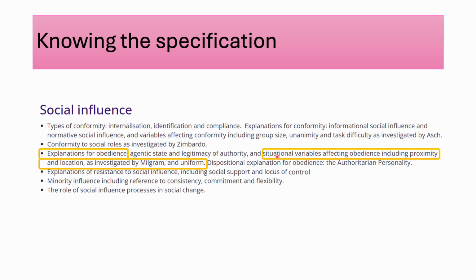So just be mindful that these situational variables that affect obedience, which you will need to know about, and the percentages of how they affect obedience, also count as explanations for obedience. So there are 3 situational variables: proximity, location and uniform. But proximity, location and uniform were investigated by Milgram as well as other researchers that we'll look at. So again, be mindful that for proximity and location you will need to know Milgram's variations.